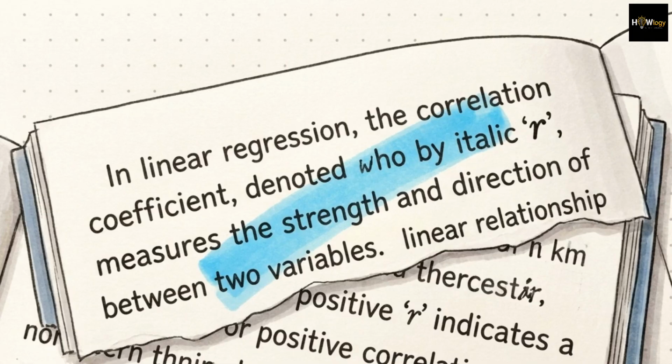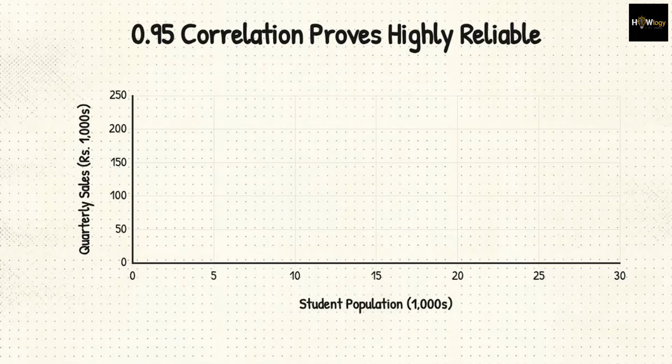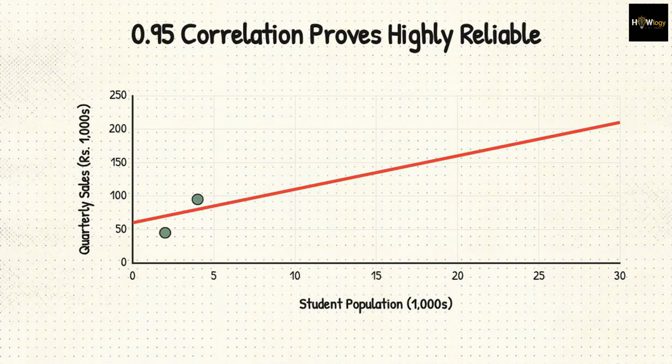But before signing a commercial lease, we have to ask a vital risk assessment question. How much trust can we actually place in this single prediction? To find out, statisticians calculate the Pearson correlation coefficient, often just called R. It serves as the ultimate reality check for measuring the strength of the relationship between two variables.